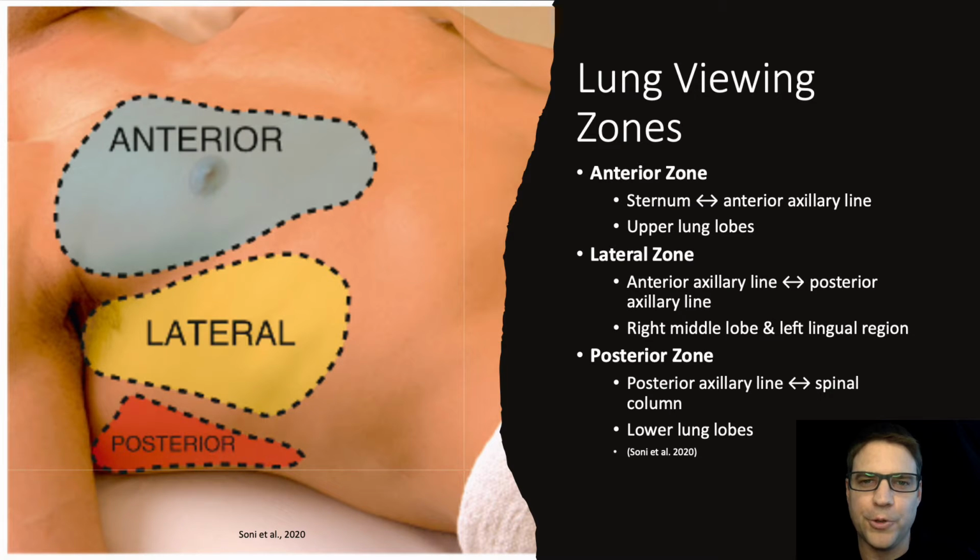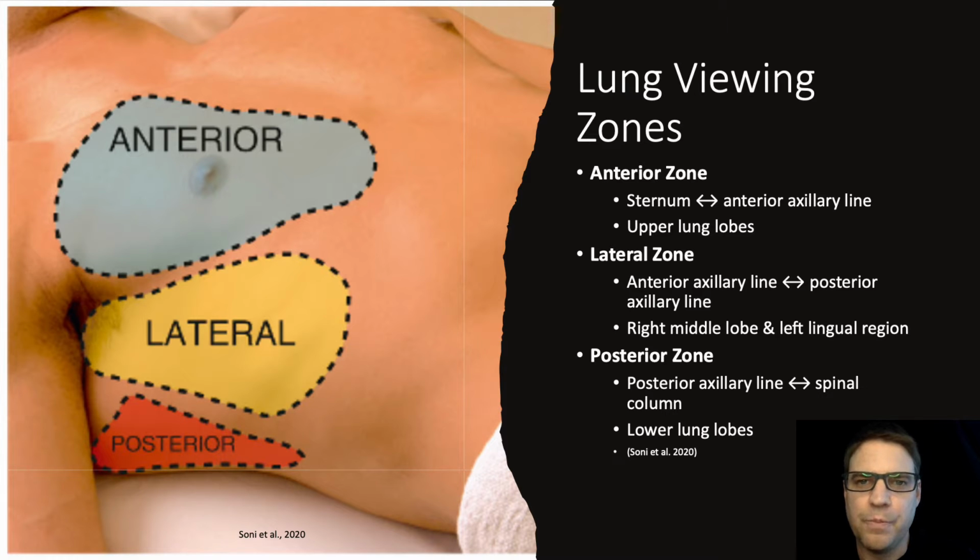In lung point-of-care ultrasound, the chest wall is divided into the right and left hemithorax. Each hemithorax is subdivided into the anterior, lateral, and posterior viewing zones. The anterior zone lies between the sternum and the anterior axillary line. This region corresponds to and provides the best view of the upper lung lobes.